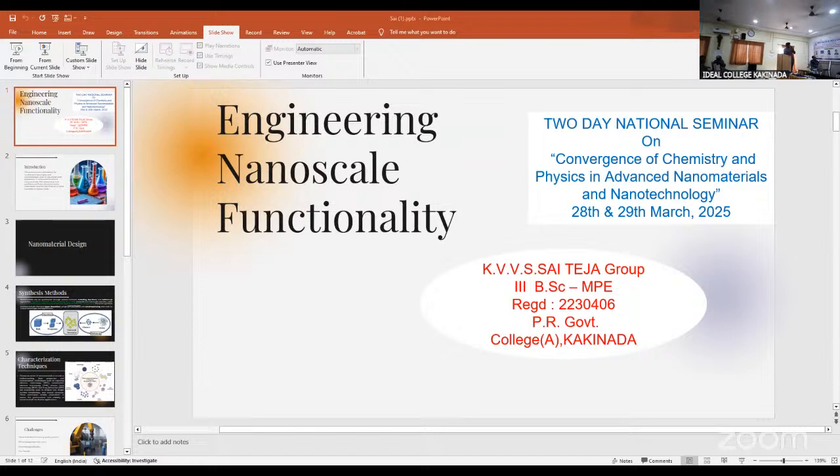Conclusion. Due to the versatile properties of nanomaterials, they have applications in different fields, ranging from health to manufacturing electronic devices.